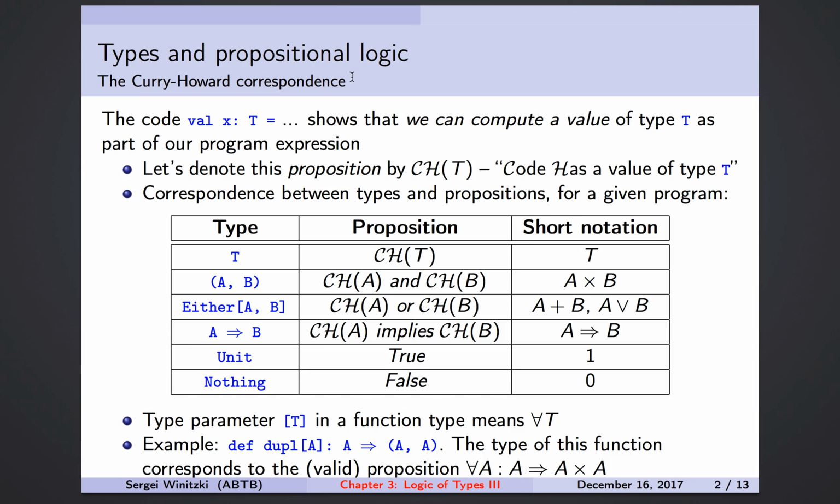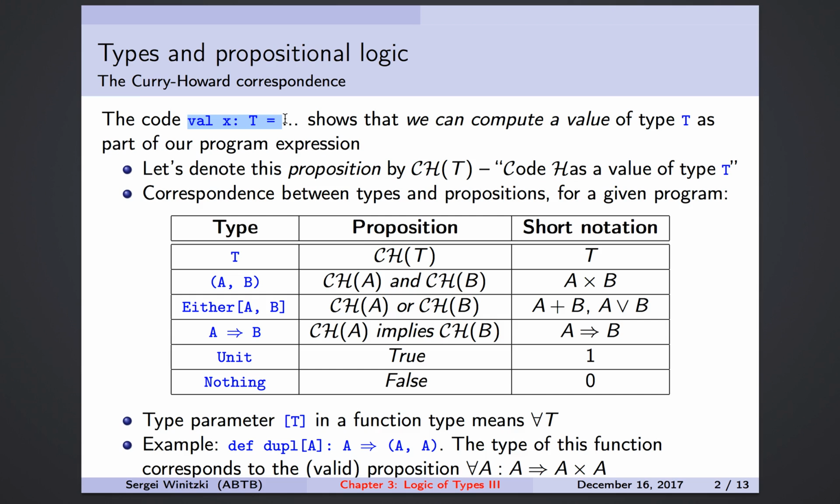Imagine you have a program, and in this program you have code like this. It means that at some point in your program, in the expression, you are able to compute a value x of type t. Now, of course, we're assuming that your program is correct and running, and your expression is being evaluated correctly. So, if so, you have a value of type t. Let's denote this proposition by ch of t, meaning that code has a value of type t.